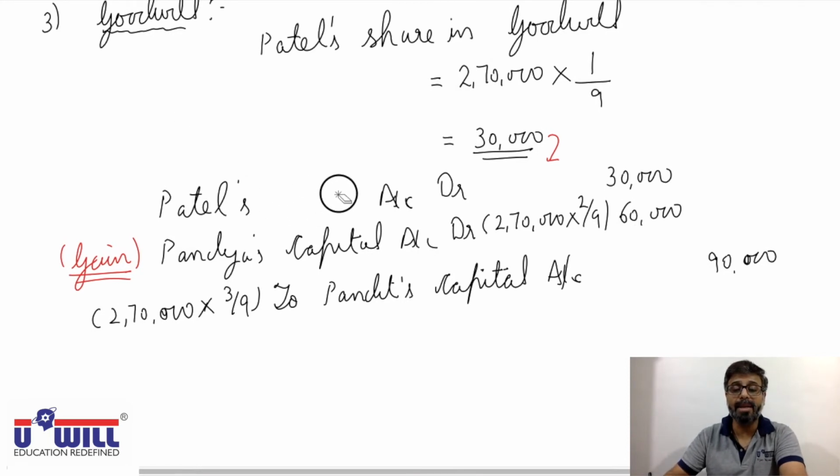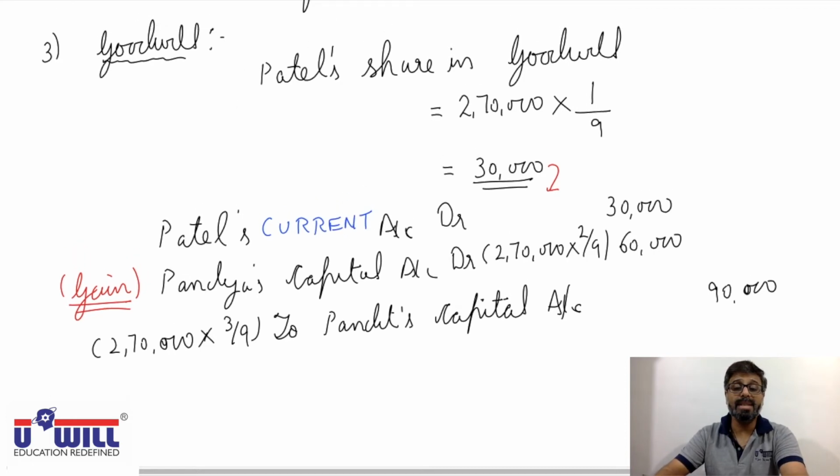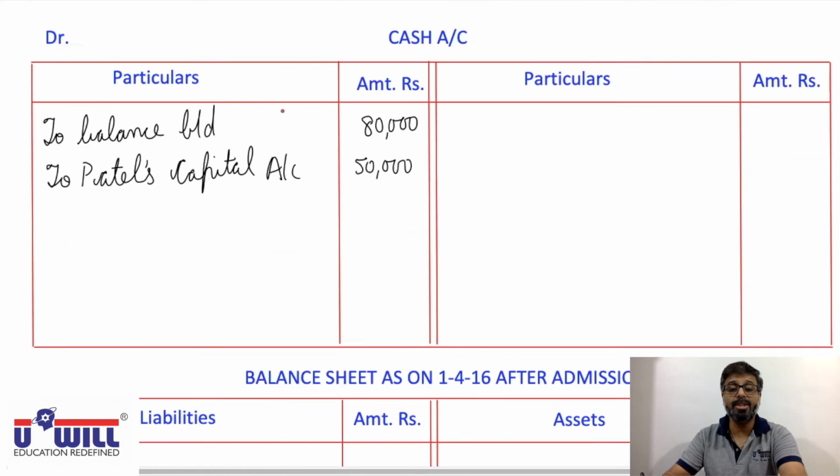For the new partner Patel, we will not debit capital but we will debit current account. Now understand the reason why. Make this correction. To understand this, first let us read the next adjustment.